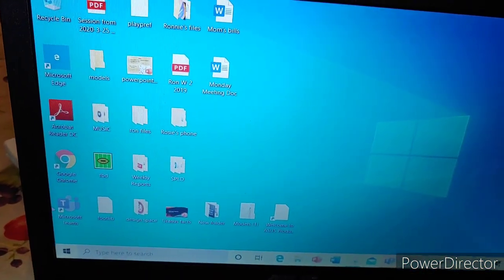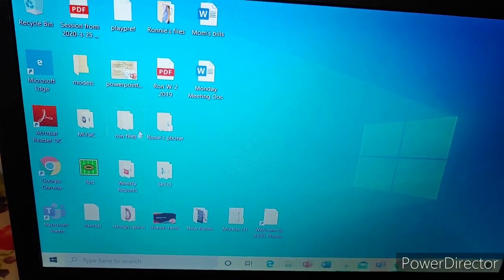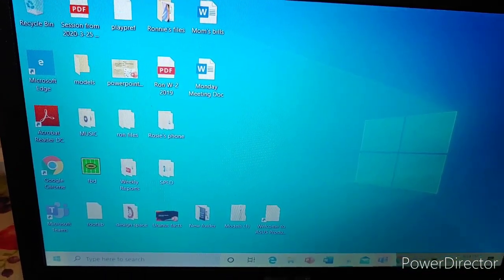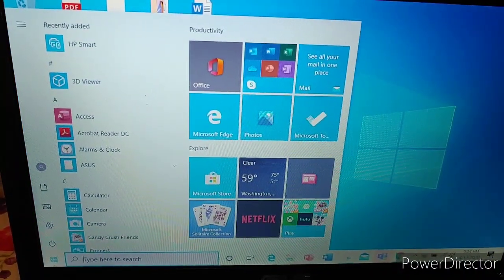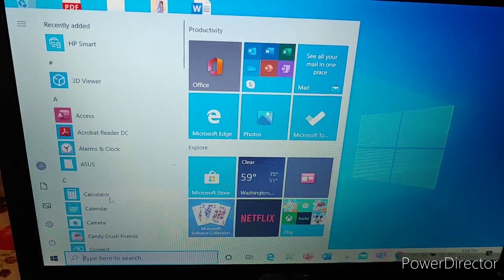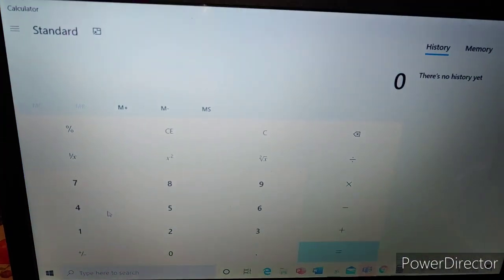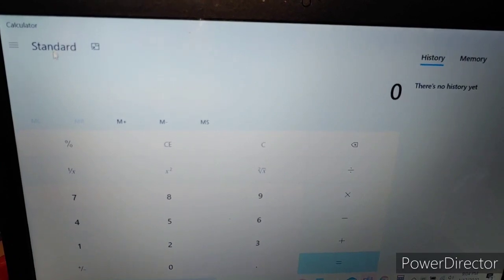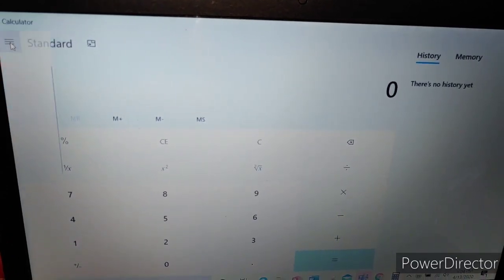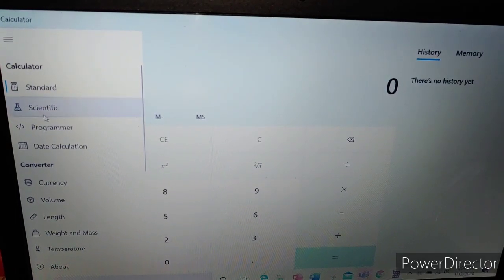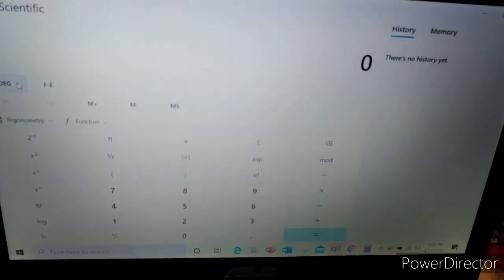Alright, so here I am looking at my computer screen, and most of you that are using the school laptops, you're going to have that Windows icon. Go ahead and press on that, and what you want to do is go to calculator, click on that, and the calculator is going to pop up. Now where you see standard, you're going to go ahead and change that. So where the 3 little lines are, you're going to go to scientific, and then it's ready for us to use for those examples. So let's go ahead and get started.